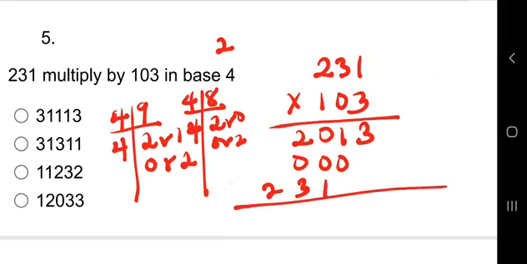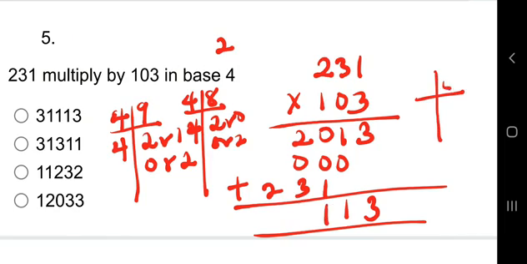The last stage is what? We add them together. This will give us 3. This will give 1. This will also give 1. This is 5. We convert 5 to base 4. 4 here, 1 remainder 1. 4 here, 0 remainder 1. That is 1. Write 1 and carry 1. That gives us 3. So which means the answer is 3113, which is this option here. I hope this is very clear.